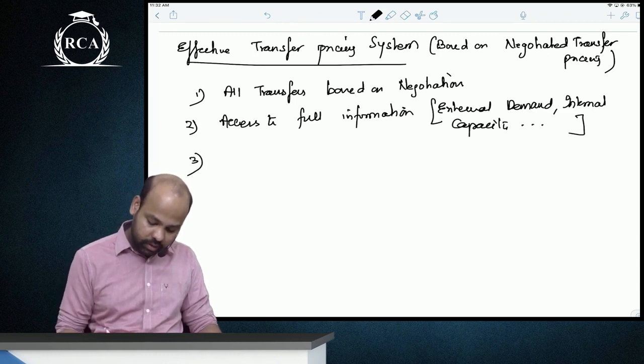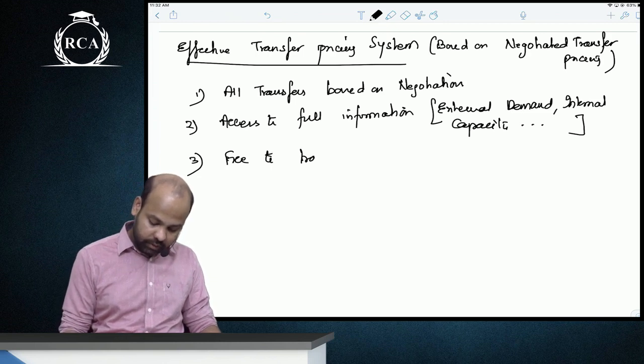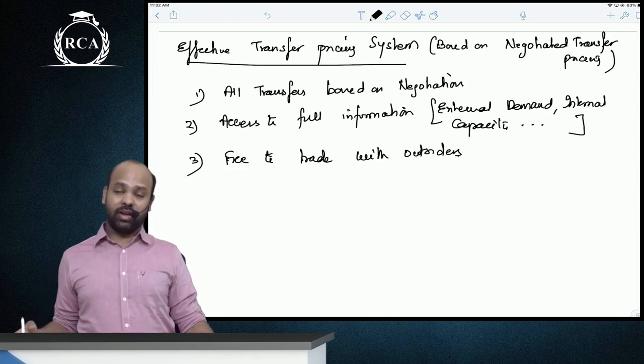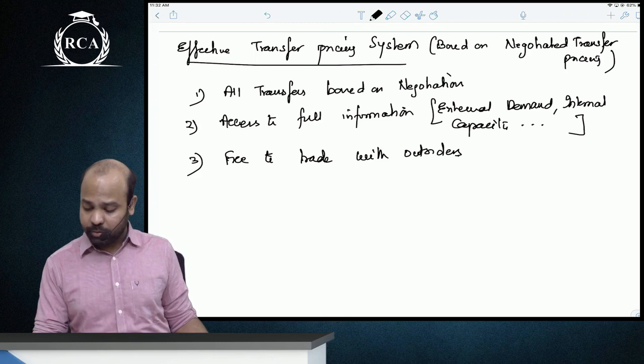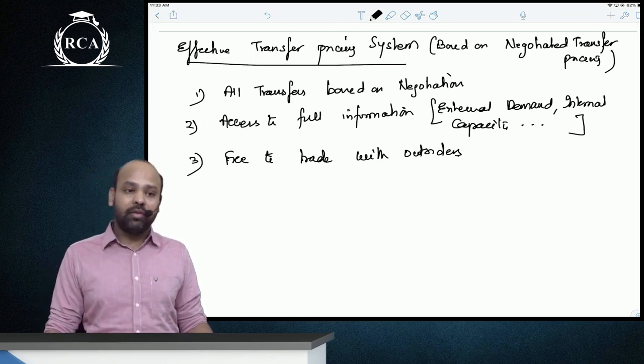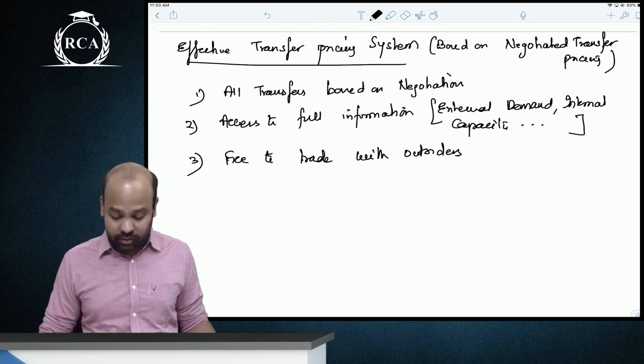And then, guys, free to trade with anyone. Free to trade with outsiders. You are giving them total independence, guys. So let us not restrict the independence that is being given to them. Give them total autonomy, total independence, or let them deal with whomever they want. They can always deal with outsiders.